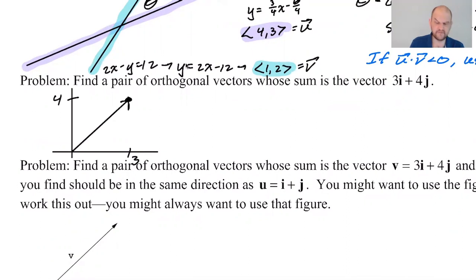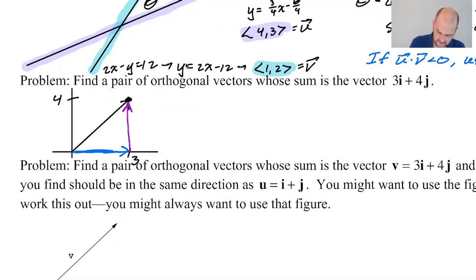Well, why not do the super easy thing? Why not just do 3i and then 4j? That actually accomplishes the goal, right? i and j are orthogonal to each other. I'd rather that be in black.